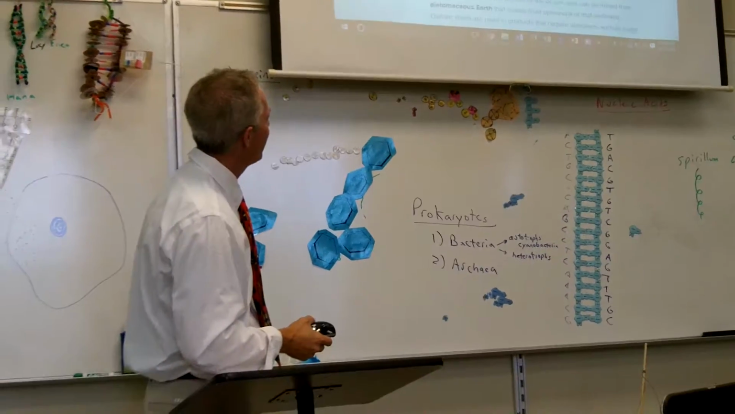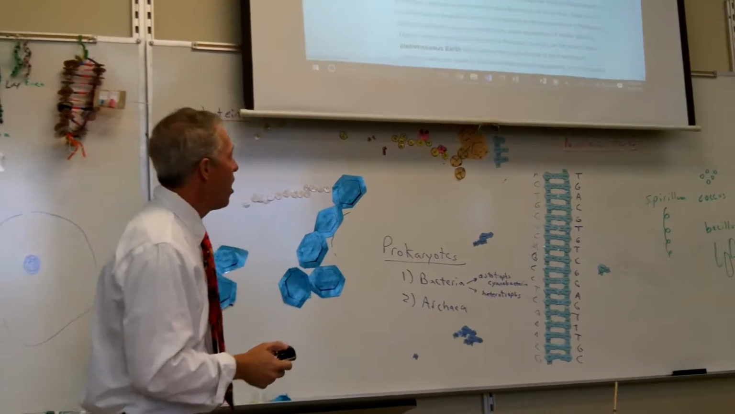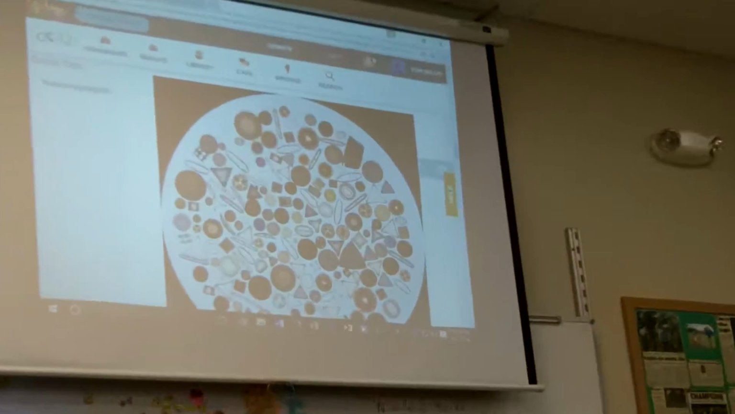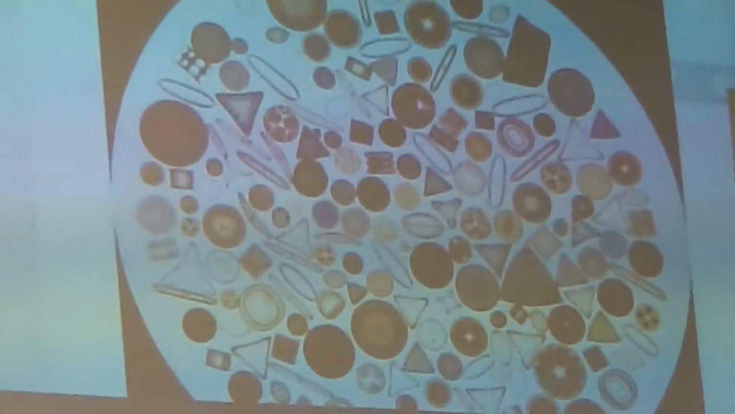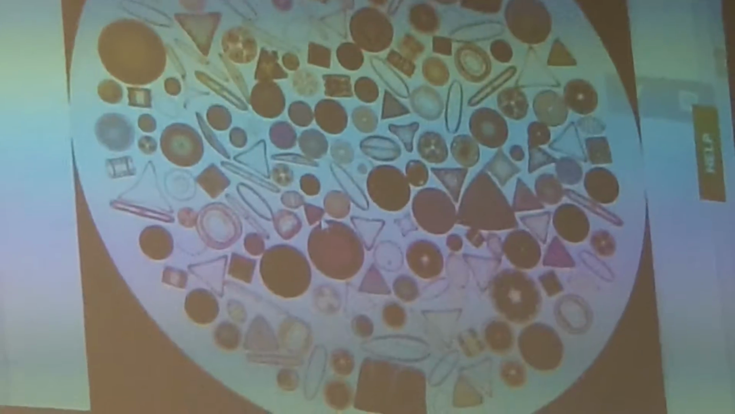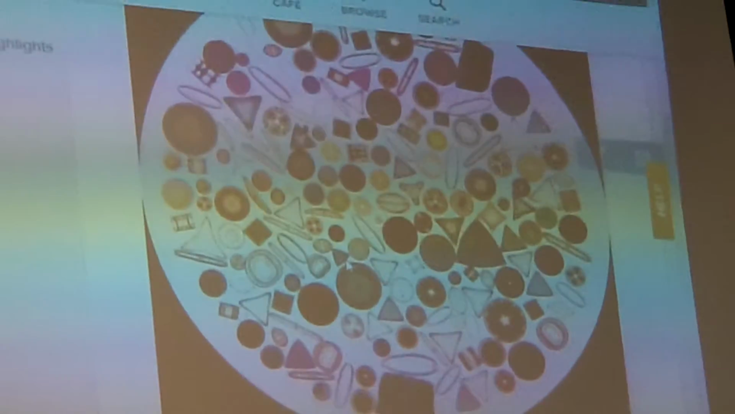All right, let's talk about diatoms. Now, diatoms are little single-celled creatures that make a shell for themselves. And here it shows a whole bunch of different types. Diatoms are the most numerous type of plankton in the ocean.